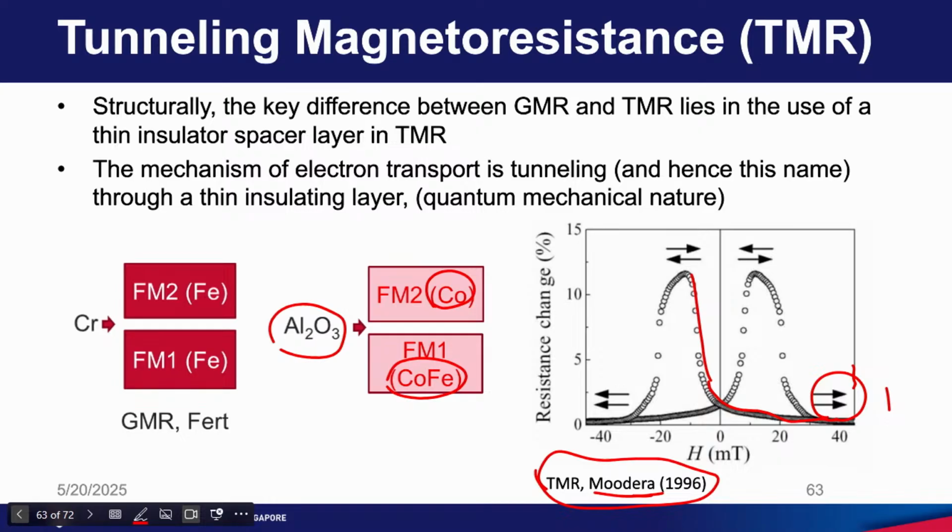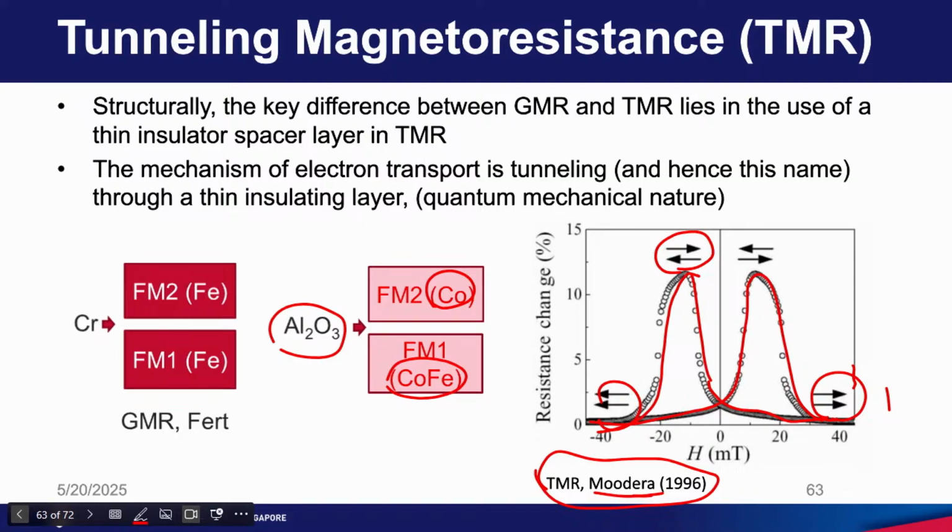When the magnetization flips, you see that they are antiparallel and the resistance is high, and again if you apply a larger field they will become parallel and the resistance becomes low. Okay, so this is the path of this curve. Similarly, you go from this side to the other side, you will have this curve.